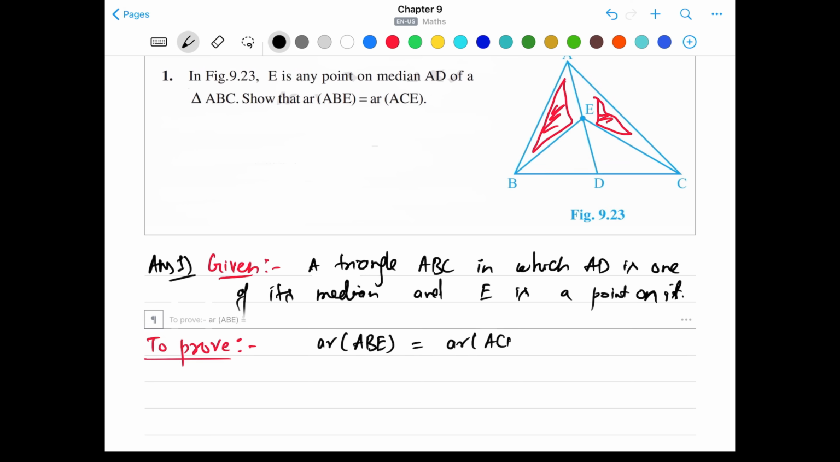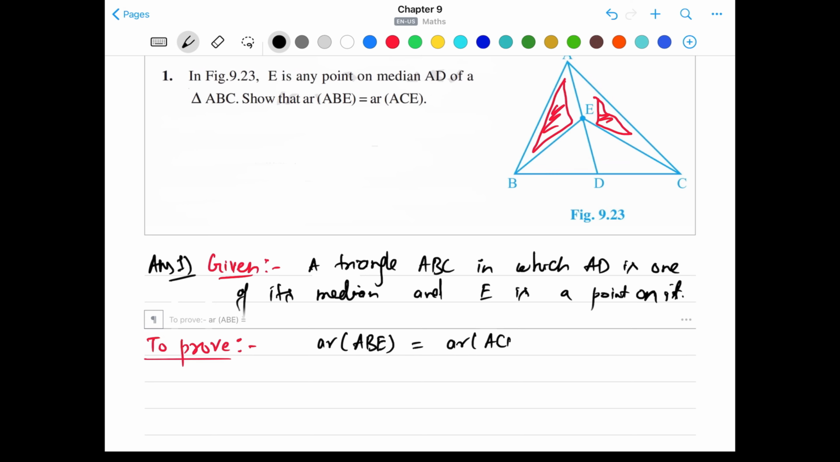Now we are going to concentrate on the second triangle, which is this one, triangle ABD. In this triangle, since E is the midpoint of AD, BE will be the median of triangle ABD. Okay, so we'll write: in triangle ADB, BE is a median.